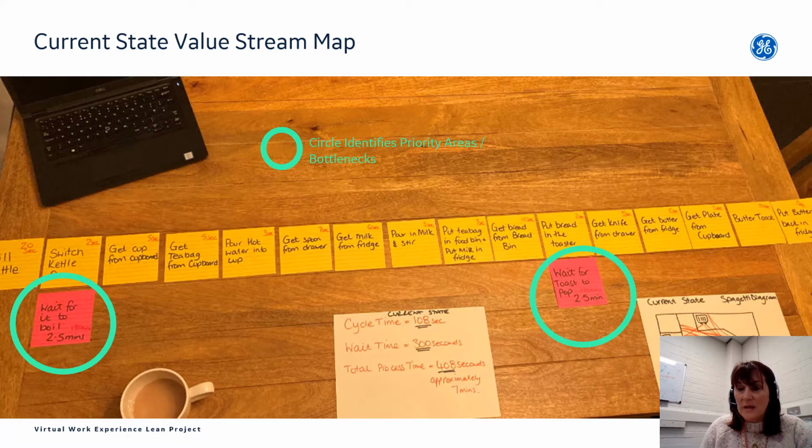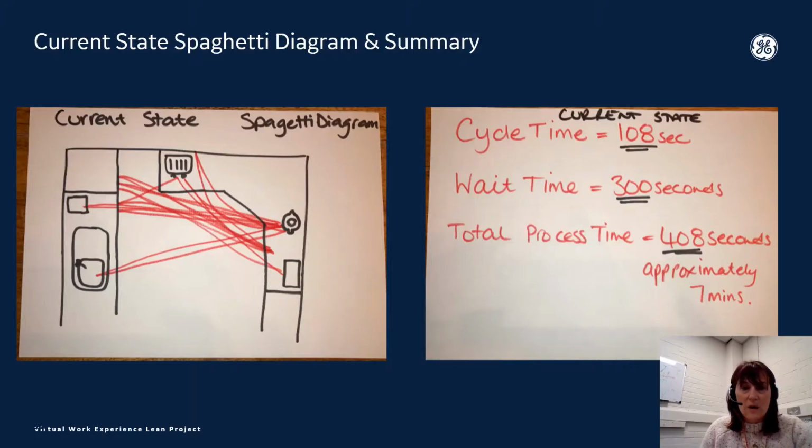I've done a spaghetti diagram of my kitchen layout, and the red is all the movement I have taken to go from one place in the kitchen to the next, to the next, to collect my bread, to go to the toaster, to go to the kettle, to fill the kettle, that sort of stuff. So the minimum I'd ask is a value stream map of your current state, and then a summary of your cycle time, wait time, and a spaghetti diagram. So there we have it, and it'll be easier to read and see.